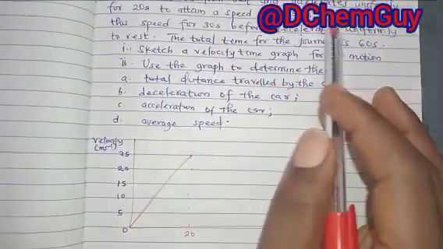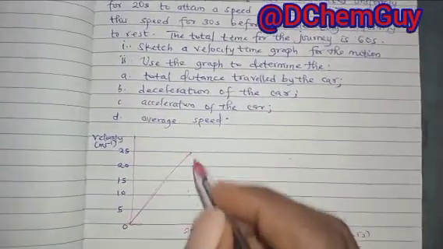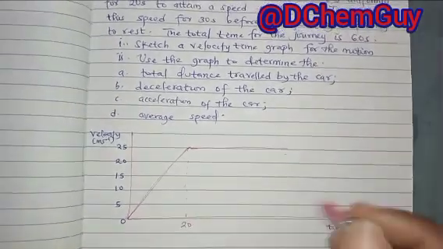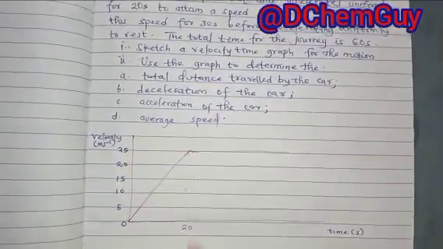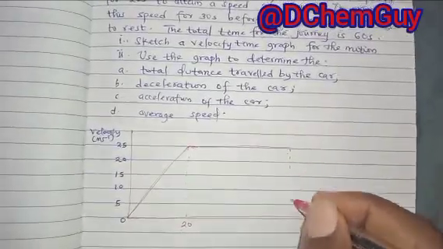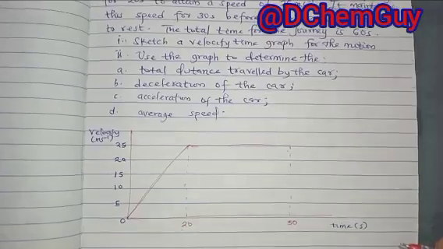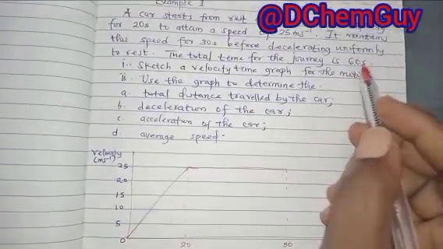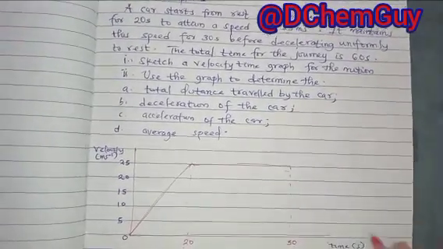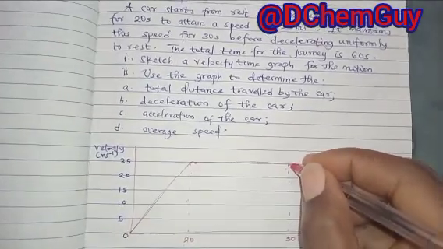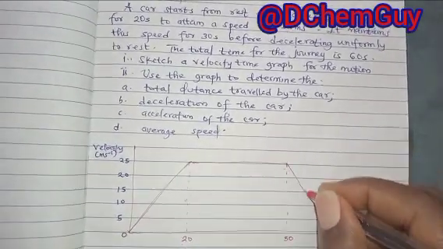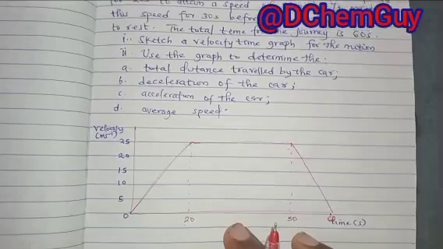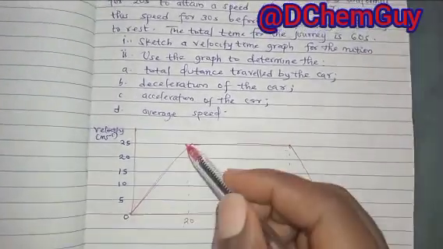Now, it maintained this speed for 30 seconds. That is uniform. From here to here, it maintained a uniform speed for 30 seconds. So 30 seconds plus 20 seconds will be 50. So we're going to trace it down to 50. All right. Then we are told that it decelerates uniformly to rest, and the total time taken is 60 seconds. So from here it decelerates from 25 down to 0 at 60 seconds. Okay, now let's interpret the graph. This side from here to here is acceleration.